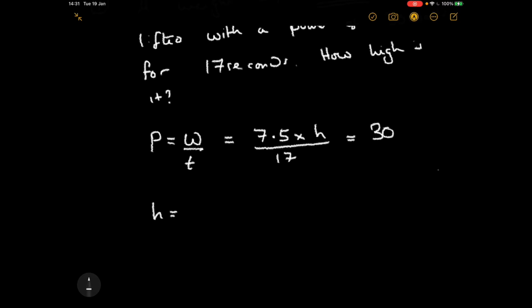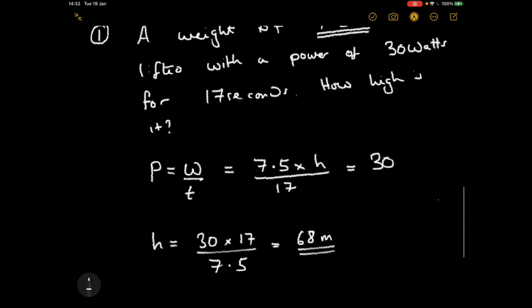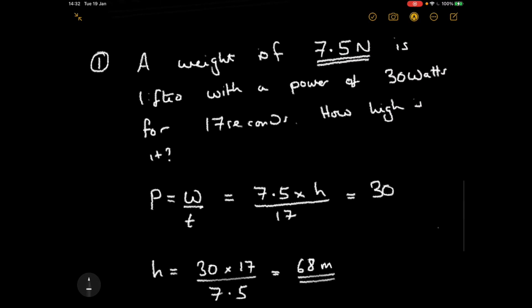So height is equal to 30 times 17 over 7.5. And do I have a calculator? Yes, I do. I'm ready for this. 30 times 17 over 7.5. We have gone 68 meters. So that's pretty high. You know, we're not lifting a very big weight. So that's how we can sort of solve a problem of lifting.